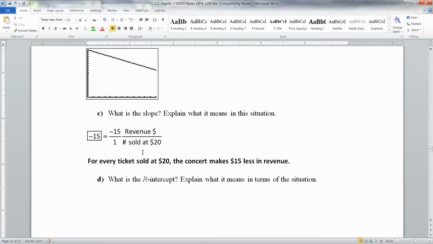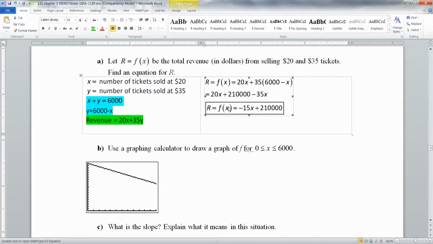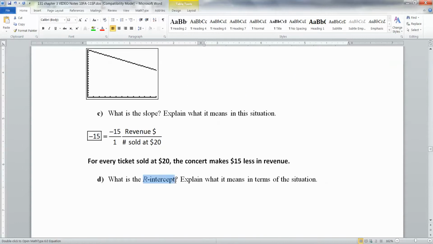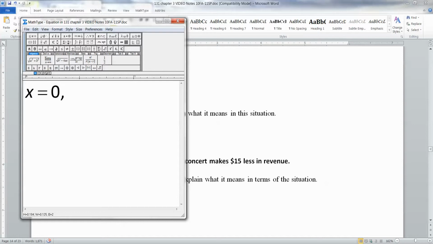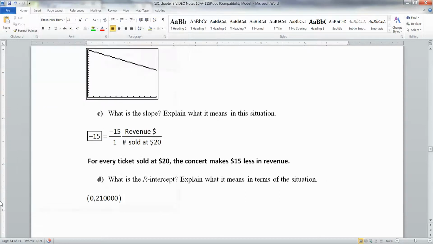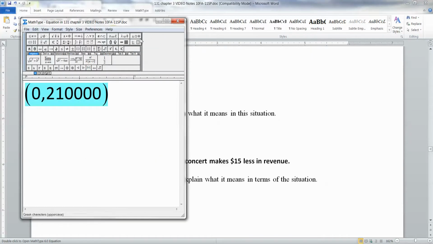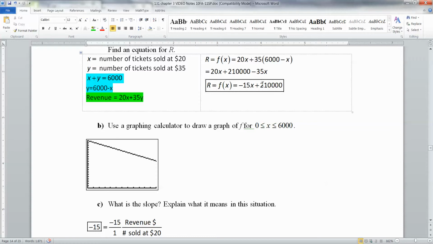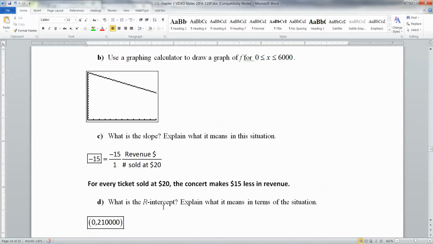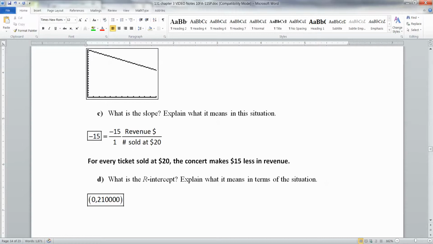All right, now what was the R-intercept and what does it mean? So the R-intercept is, from this equation, the Y-intercept, right? So R-intercept is when x is equal to 0. X is equal to 0, which would mean R is equal to 210,000. So I guess I should just make a point out of this. The R-intercept is (0, 210,000), right? There's your intercept. Gotta be, right? Because your Y-intercept is when x is 0. That's what the whole mx plus b thing is. That b is that Y-intercept. In this case, R-intercept.